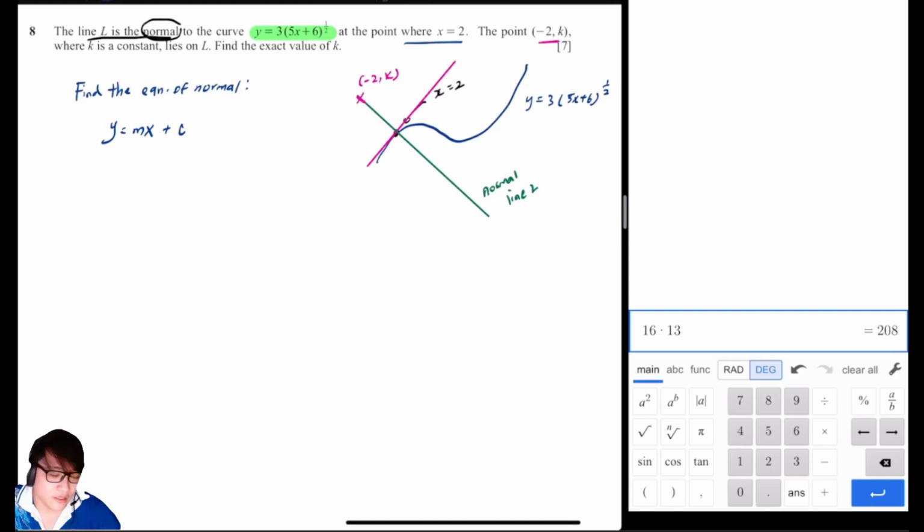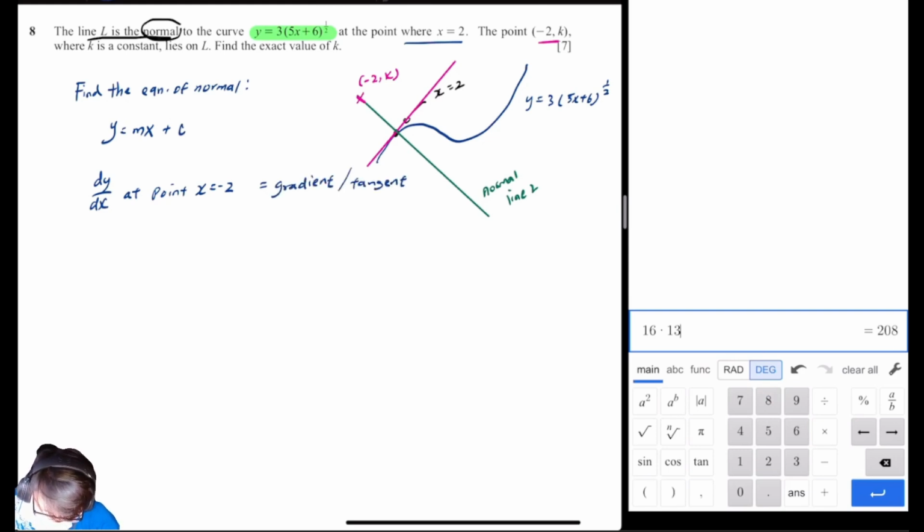And from this point onward, we should also know that the gradient dy/dx at the point x equal to 2 is actually the gradient of the tangent. That's what I'm referring to. So now we have to solve for dy/dx.